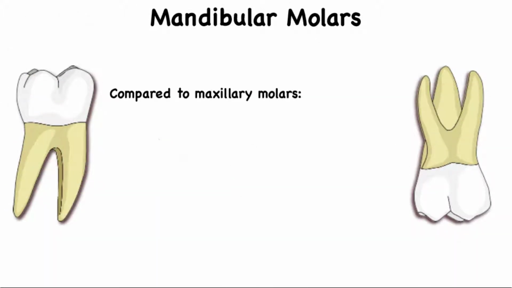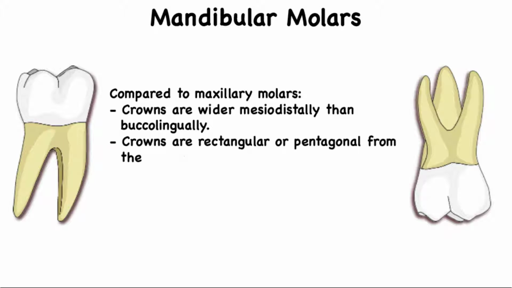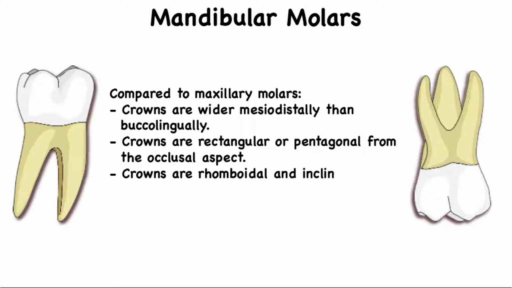Compared to maxillary molars, the crowns of mandibular molars are wider mesiodistally than buccolingually, while in maxillary molars, the buccolingual measurement is greater than the mesiodistal measurement. The mandibular molar crowns are rectangular or pentagonal from the occlusal aspect. Also, these crowns are rhomboidal and inclined to the lingual from a proximal aspect.